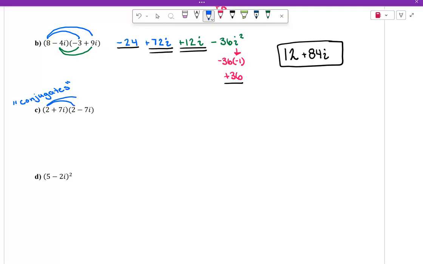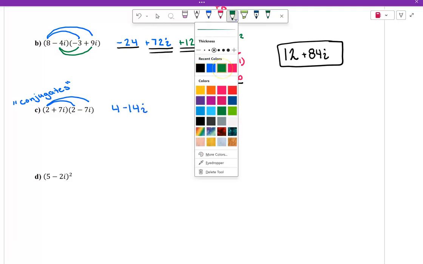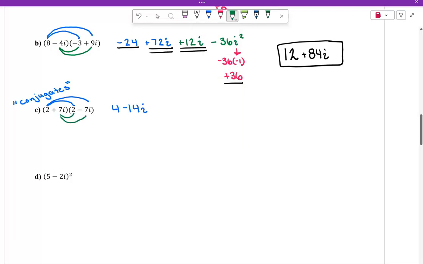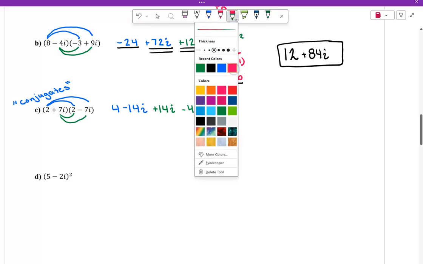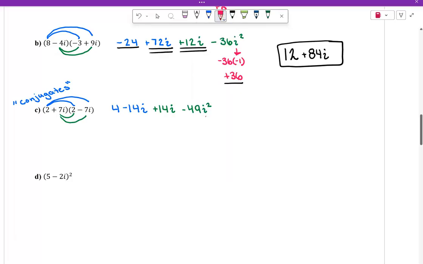2 times everything in the back is going to be 4 minus 14i. 7i times everything in the back would be positive 14i minus 49i squared. So again, I squared is negative 1. Drop down that negative 49. Together that makes a positive 49. 4 plus 49 is a 53.